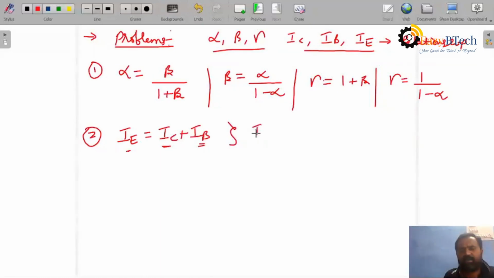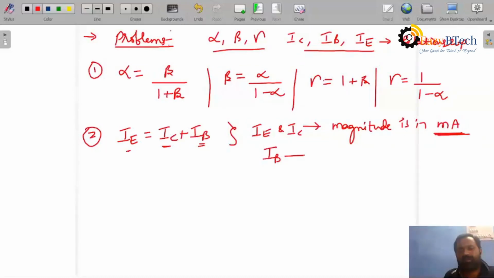And remember, the magnitudes of IE and IC are in milliamperes, whereas the magnitude of IB is in microamperes.